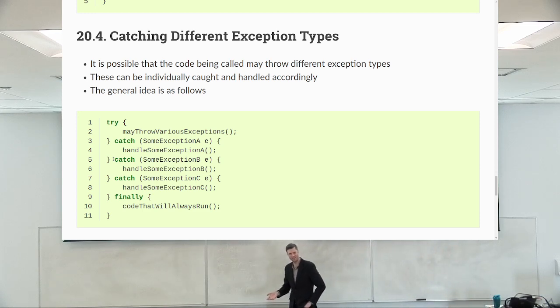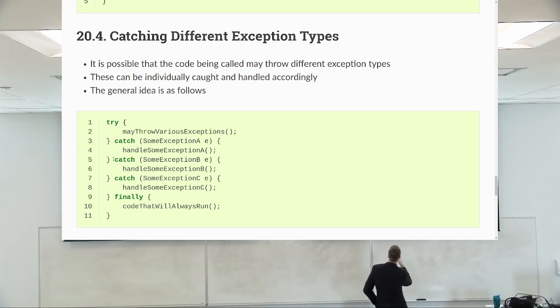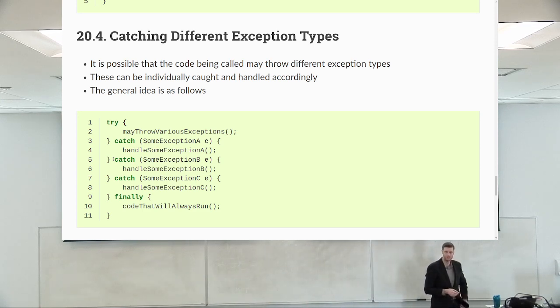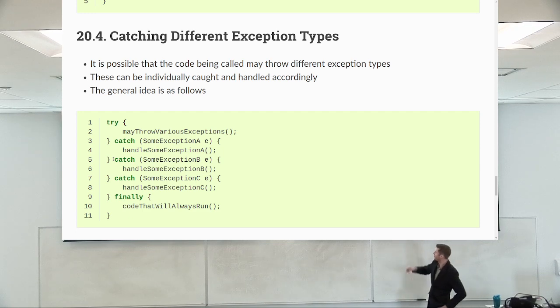You can think of it as like an else if. You chain these catch blocks for each specific type of exception, like exception A, B, C, and whatnot. So if exception B is thrown, the block, like line 6, is run.